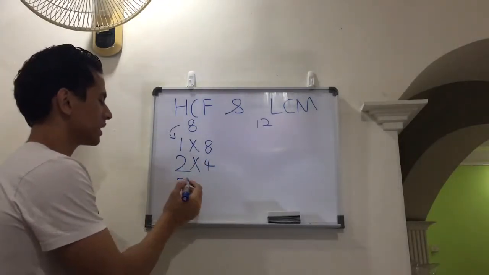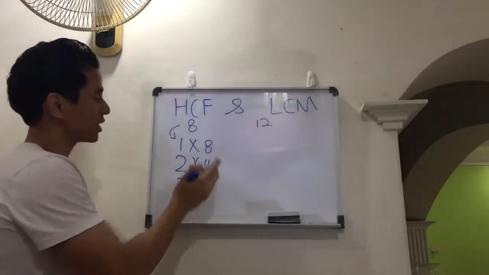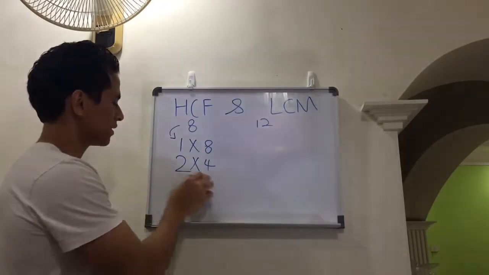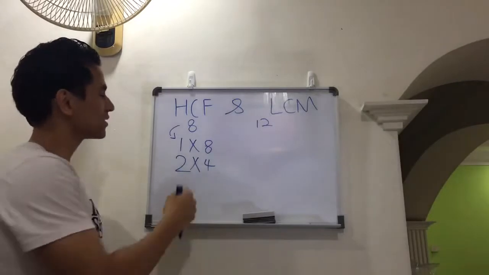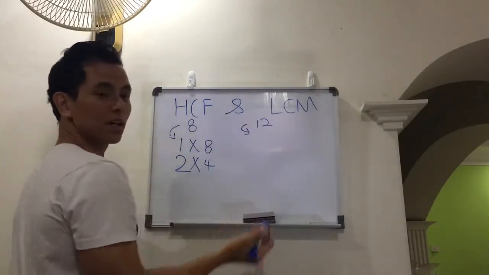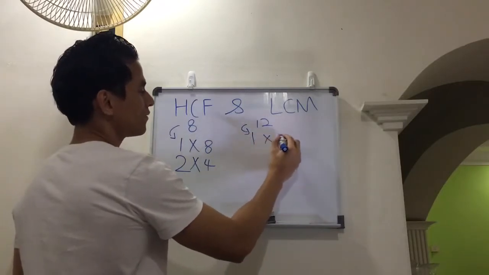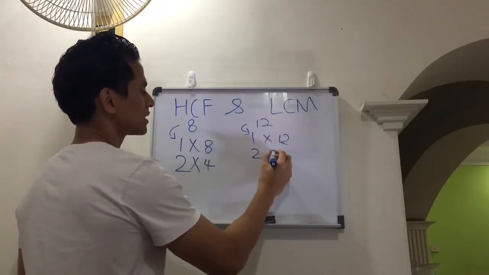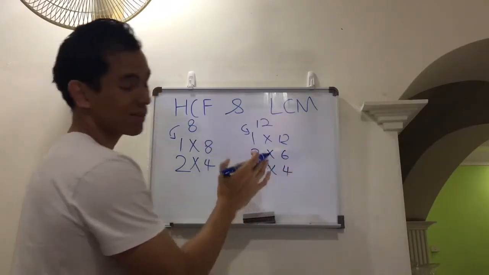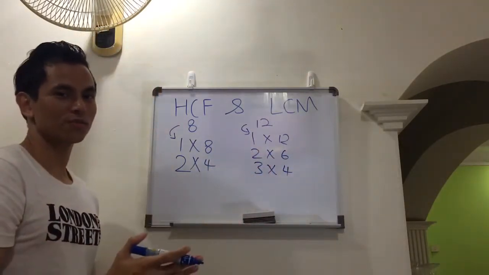How about 3? Can 3 be multiplied by anything to give us 8? The answer is no. So therefore, we have to stop here. So there are only 4 factors of 8. How about 12? Let's do it. 1 times 12, 2 times 6, 3 times 4. So here there are only 6 factors of 12.